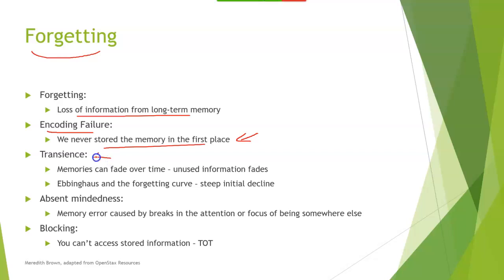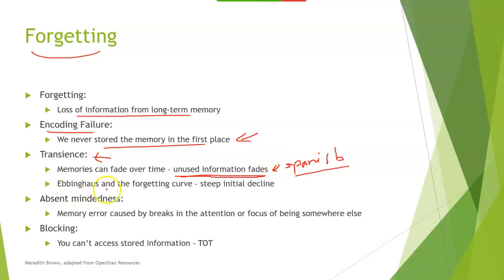All right, transience. Memories can fade over time if the information is unused. A great example of this is people that learned Spanish long ago and have not used it. It kind of started to fade away. But after a great deal of work, they can pull it back, and it can start coming back to them. But it would fade over time, and you may even lose a lot of things that weren't well primed.